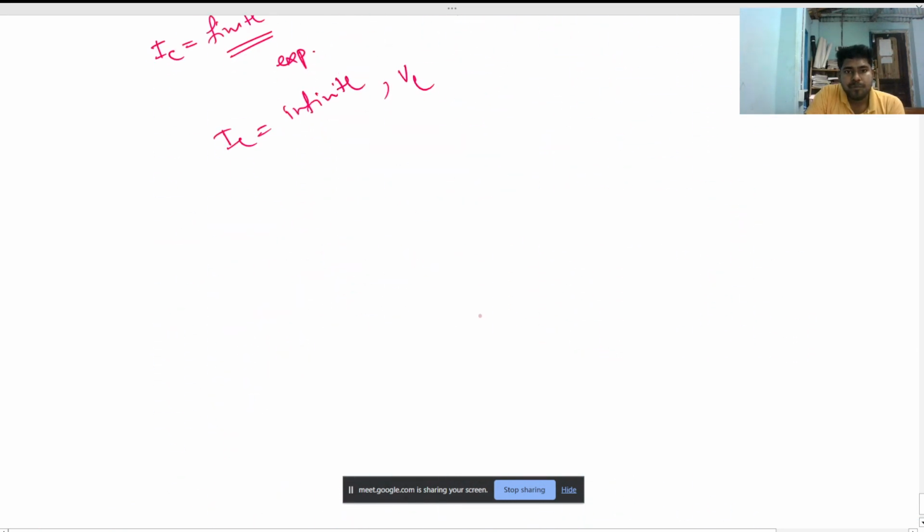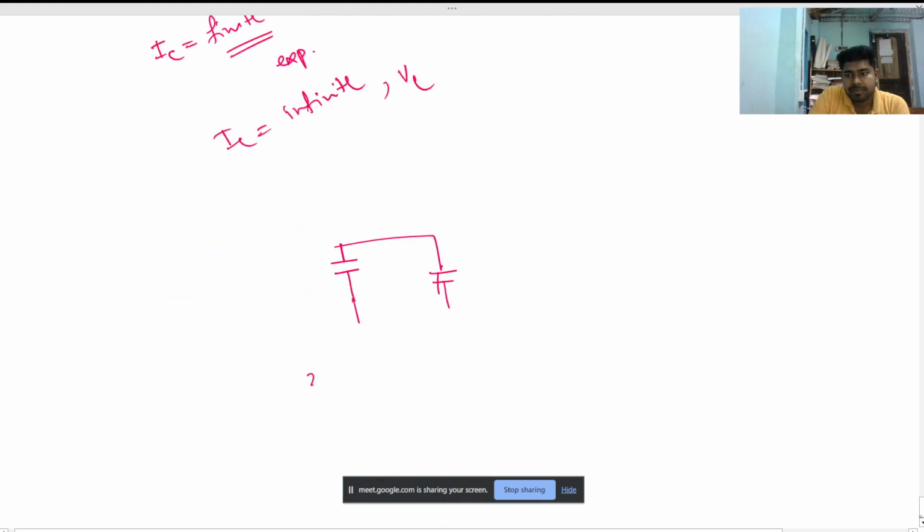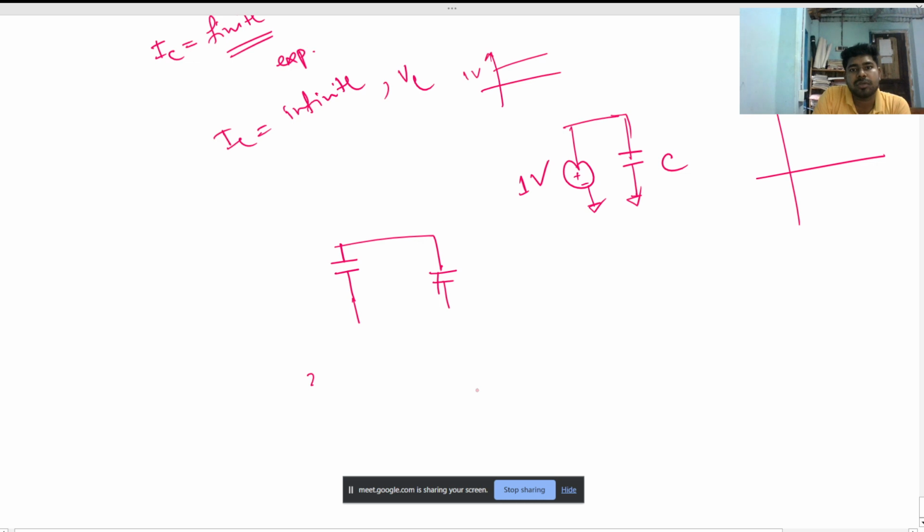Okay, let this be the circuit. Let's say this example. So this 1 volt is nothing but this step of 1 volt. This is V in, this is t. Now what will be the waveform of this V out?